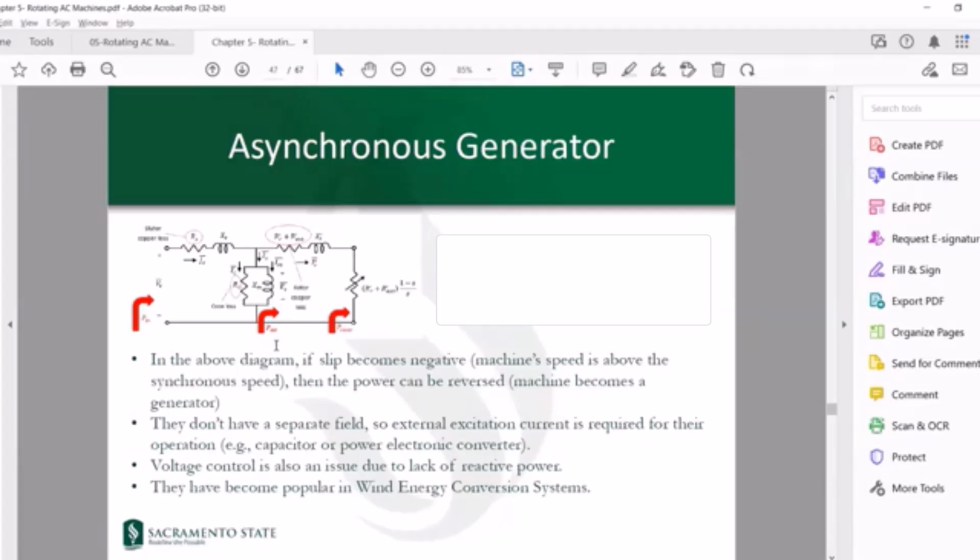That's why, to have an asynchronous generator, you have to have a means to provide that excitation. Because they don't have a separate field, no external excitation current is required. That external excitation can be provided by an external capacitor or a power electronic converter to provide you with the required excitation current to enable this machine to work as a generator in the first place. That's because you're operating the machine and getting the power from the mechanical side now.